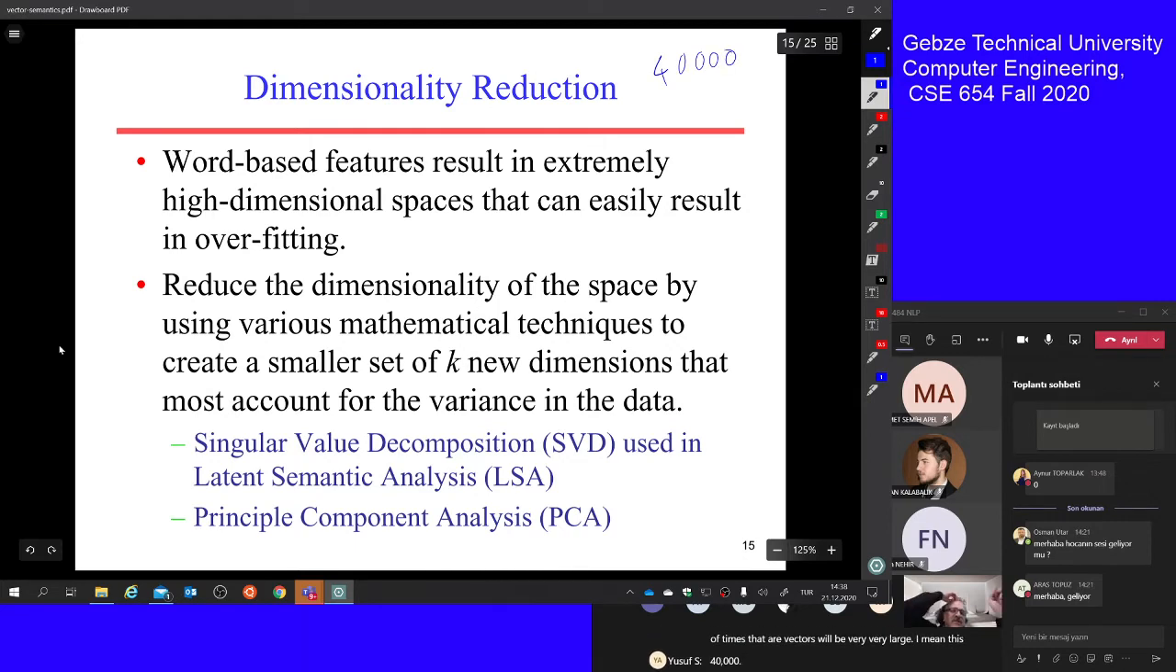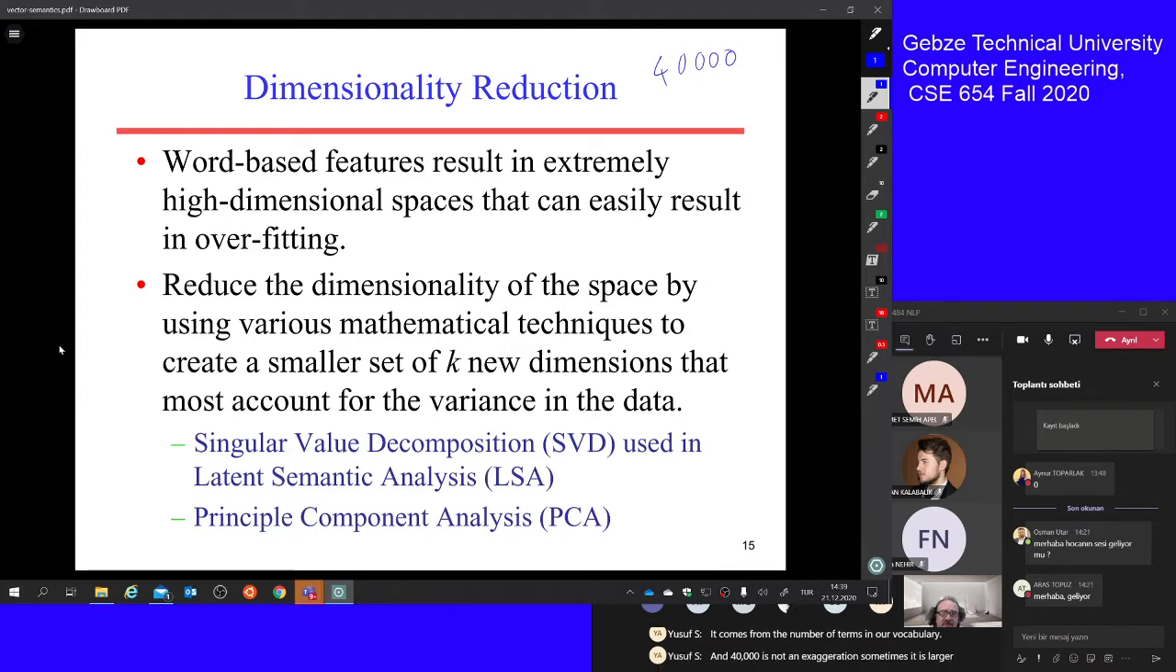Where does the 40,000 come from? It comes from the number of terms in our vocabulary. And 40,000 is not an exaggeration. Sometimes it is larger than that. Sometimes it is 200,000. Sometimes maybe 1 million.